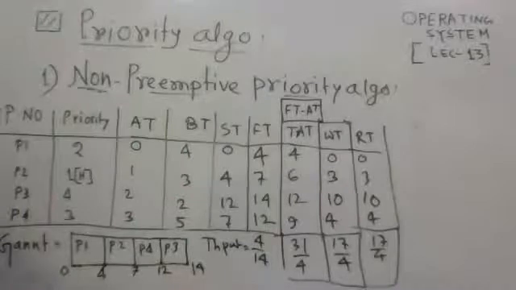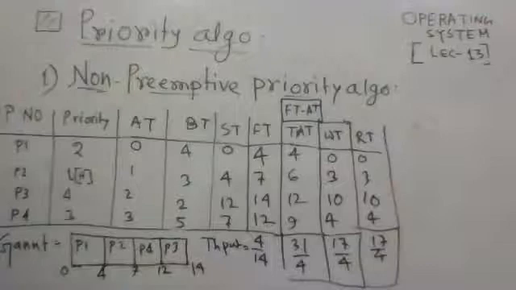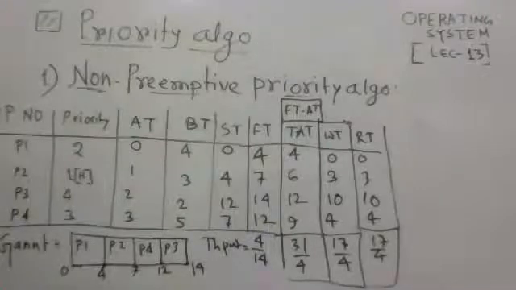Okay, so this is the non-preemptive priority scheduling algorithm. Here, in order to draw the Gantt chart, we have to check the priority, and at the same time we have to check the arrival time also. So this is all about the non-preemptive priority algorithm. I think this numerical is very much clear to you.